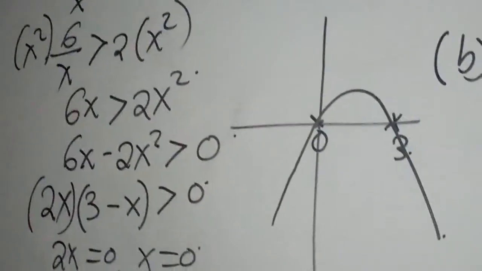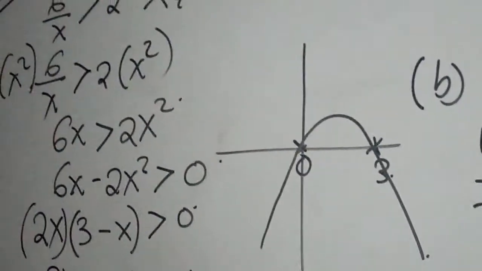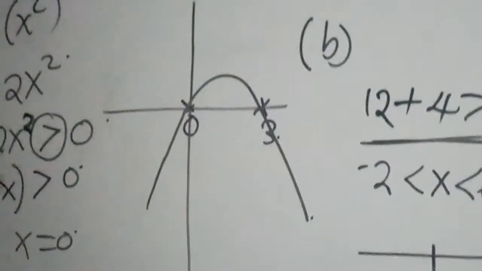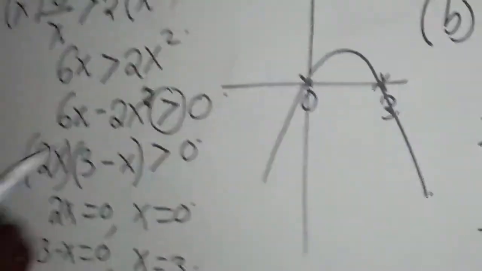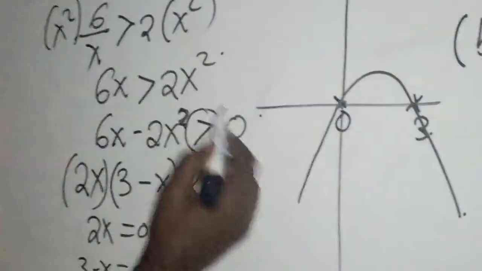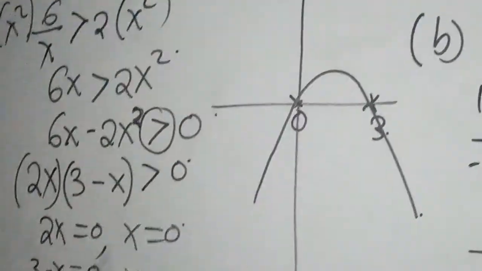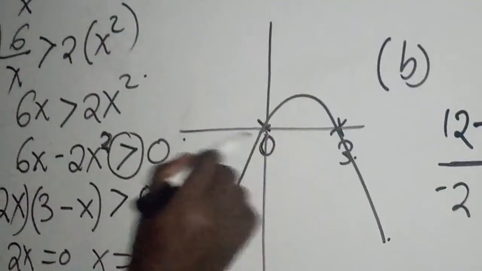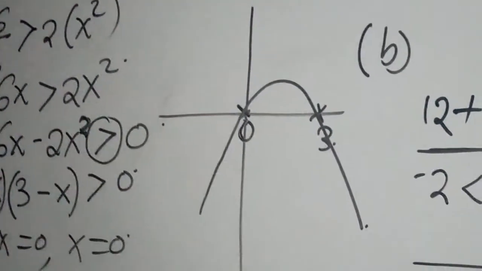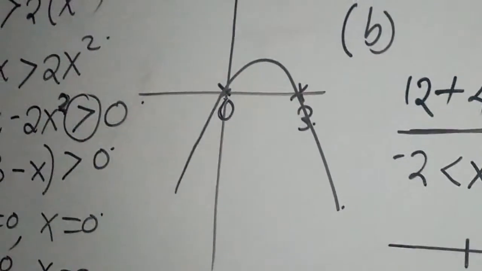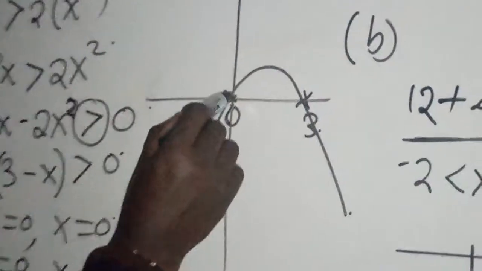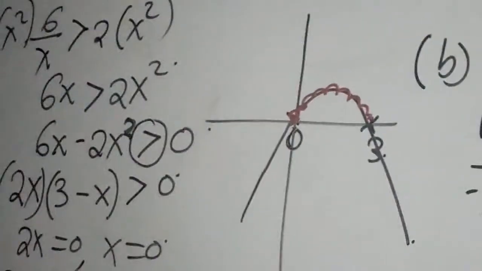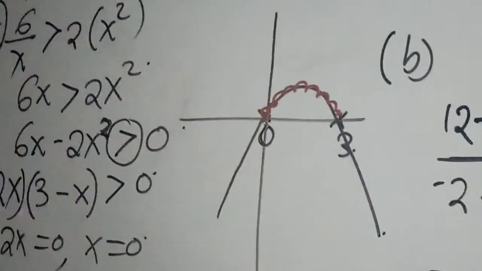What does that mean? After we have sketched this graph, we need to revisit our inequality. So what kind of values are we looking for? We are looking for values that are greater than 0. That means above the x-axis. And those values where y is greater than 0, you can see, if we can really use red color for that, that is the region we are talking about. And it is a continuous region.